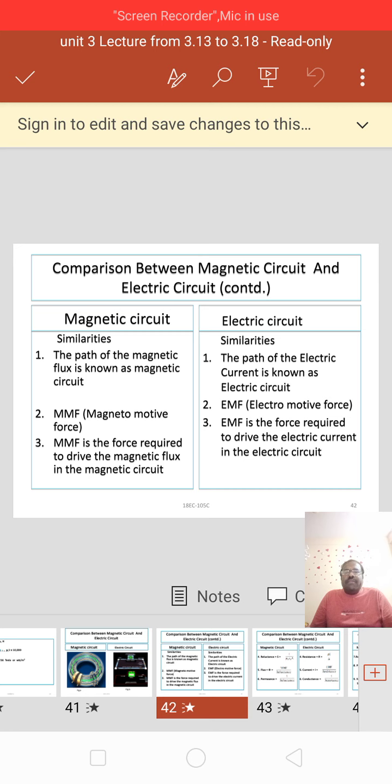First of all we learn about the similarities between the magnetic and electric circuit. First one, the path of magnetic flux is known as magnetic circuit. The path of electric current is known as electric circuit. Here it is MMF, that is magnetomotive force. In electric circuit it is electromotive force, that is EMF. MMF is the force required to drive the magnetic flux in the magnetic circuit. EMF is the force required to drive the electric current in the electric circuit.